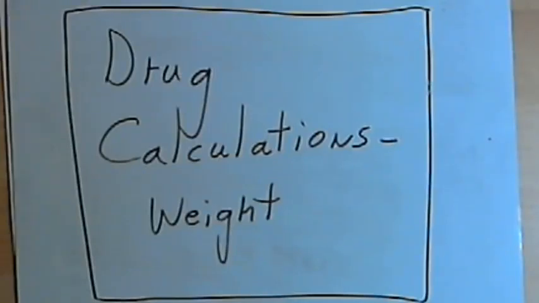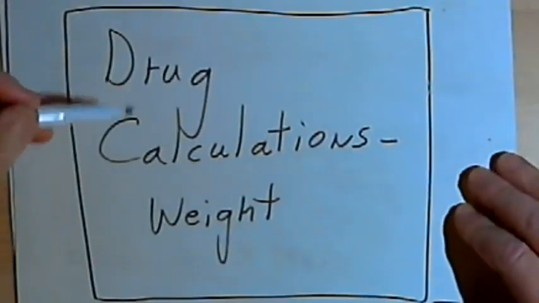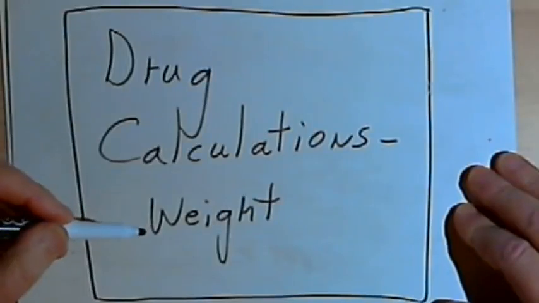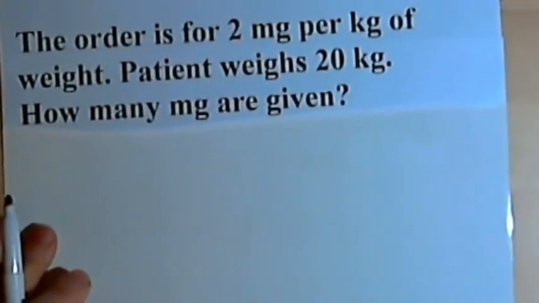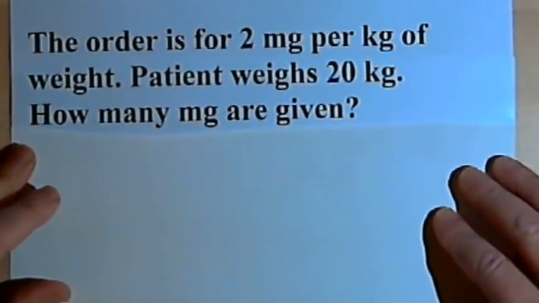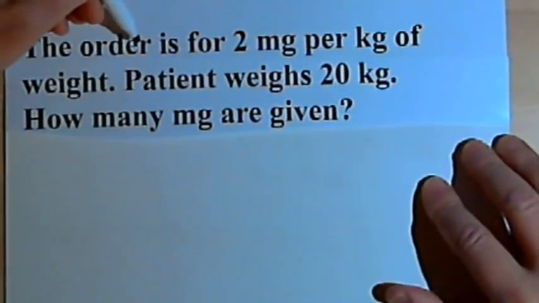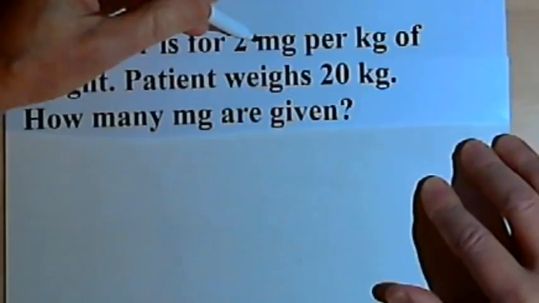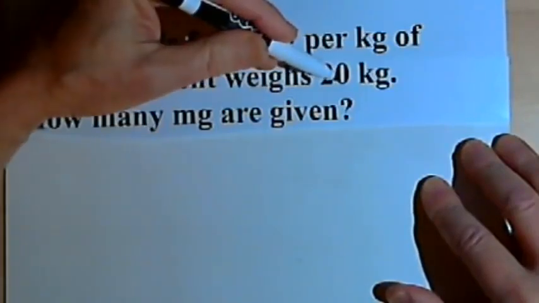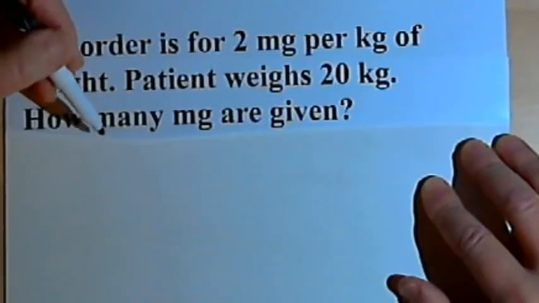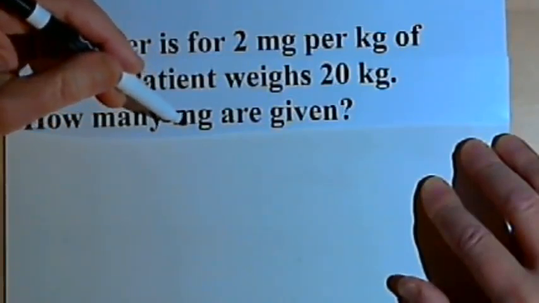And in this video, I want to show how to do drug calculations when you have to consider the weight of the patient. So let's start with a fairly simple one, and we'll work our way up through harder and harder ones. This says the order is for 2 milligrams per kilogram of weight, and the patient weighs 20 kilograms. We want to know how many milligrams are to be given.